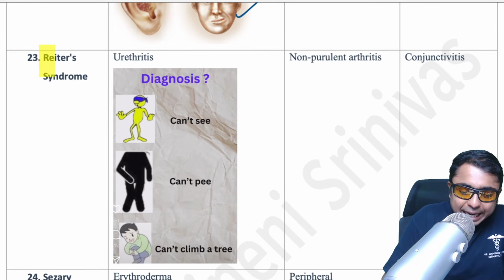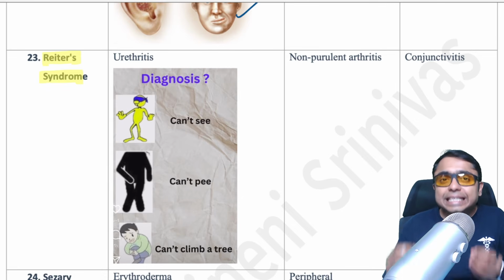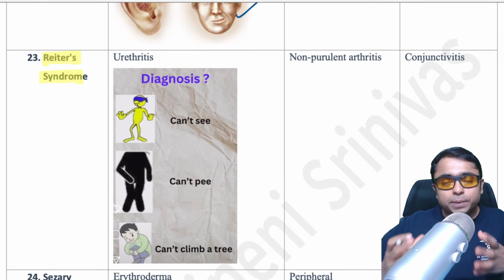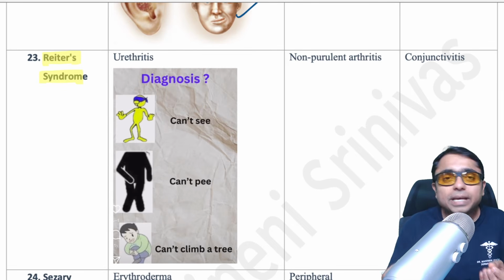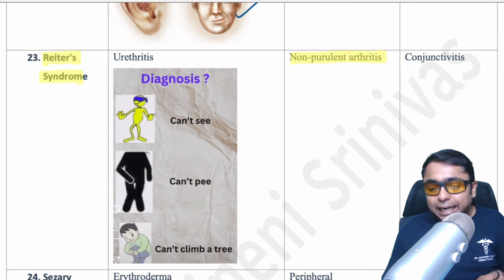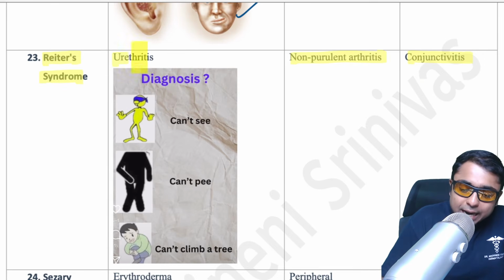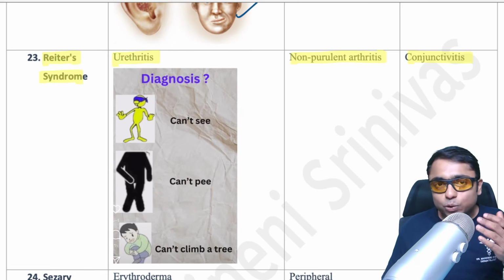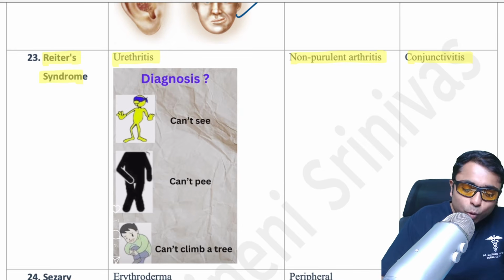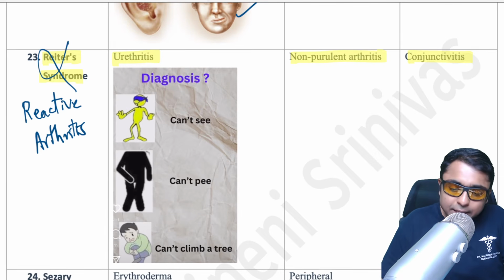Next, we are going to see the Reiter's syndrome, in which we are going to see patients having a difficulty in seeing, peeing and also climbing a tree. So you can remember it as patients can't see, can't pee and can't climb a tree. What is the reason for that? Because patients are having this non-purulent arthritis, they cannot climb a tree, and they have conjunctivitis, so they cannot see, and they cannot pee because they have urethritis. So this is the Reiter's syndrome, which is better called reactive arthritis. This is the most important name which you need to remember, because Reiter's syndrome is no more used in the literature.